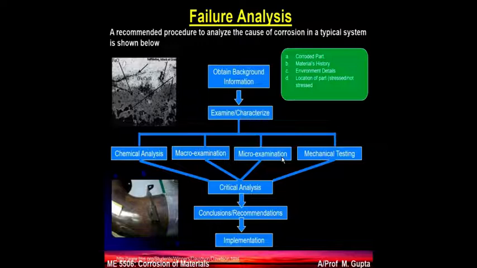If the mechanical testing results are bad, that means something is wrong with your material to start with. So once you get all this information, you have to analyze all of them or some of them which are more relevant to your situation. Then you have to come out with some conclusion and recommendation, and then you have to request for the implementation. So this is how the basic failure analysis is done. No matter what consulting organization you go to, they follow these steps. But it means also a lot of work.